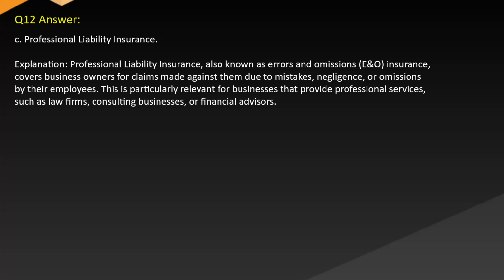Explanation. Professional liability insurance, also known as errors and omissions (E&O) insurance, covers business owners for claims made against them due to mistakes, negligence, or omissions by their employees. This is particularly relevant for businesses that provide professional services, such as law firms, consulting businesses, or financial advisors.